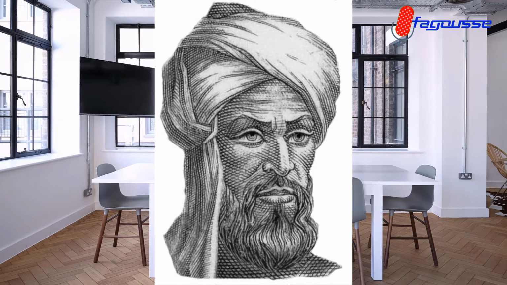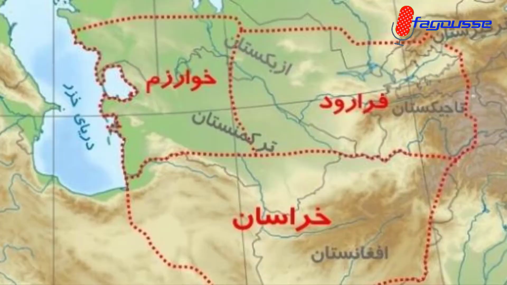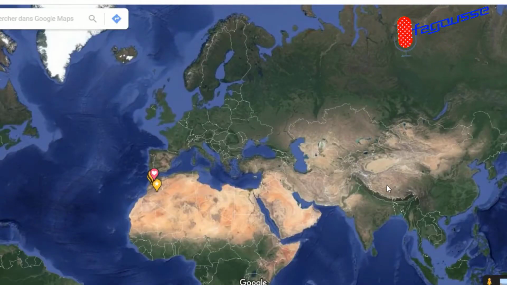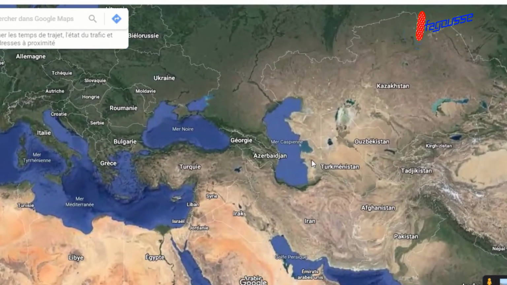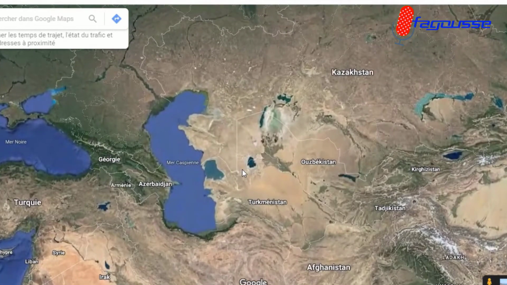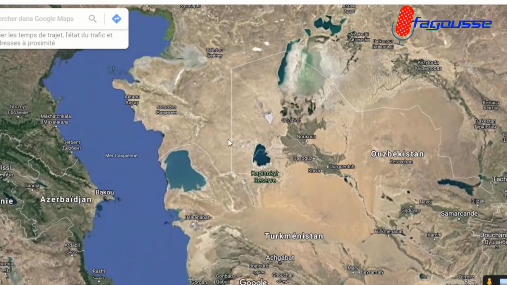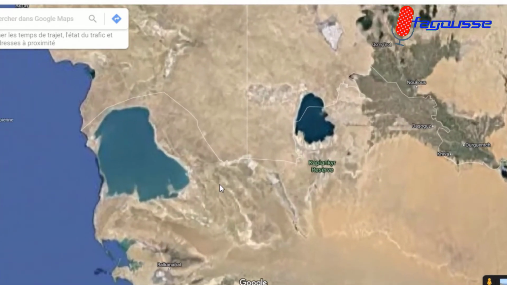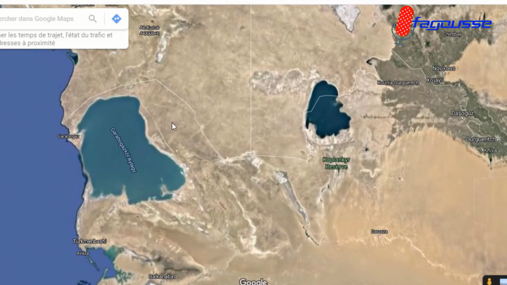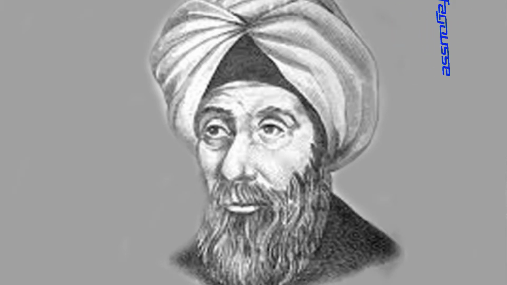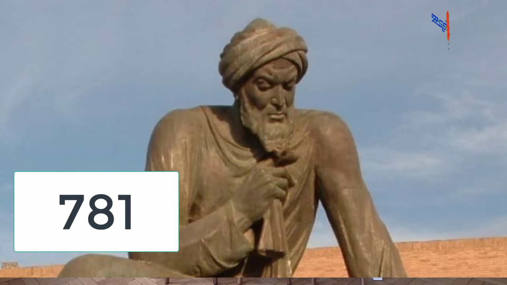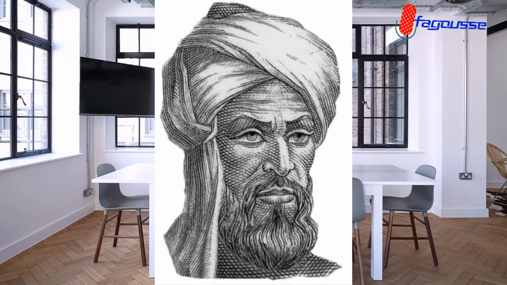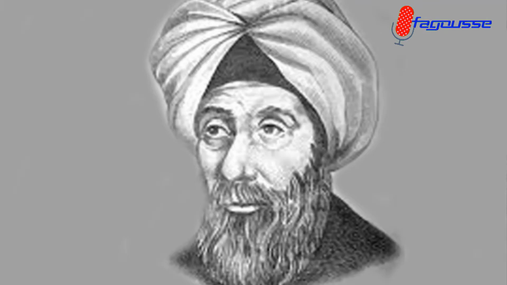They call him Al-Khwarizmi because he came from Khwarizm, which is located in Khorasan in Uzbekistan. Let's use Google Maps to see where it is exactly. He was born in 781. Frankly, this date is not certain. He was a Muslim mathematician, astrologer, and geographer. He was the founder of algebra and one of the most important Muslim mathematicians.